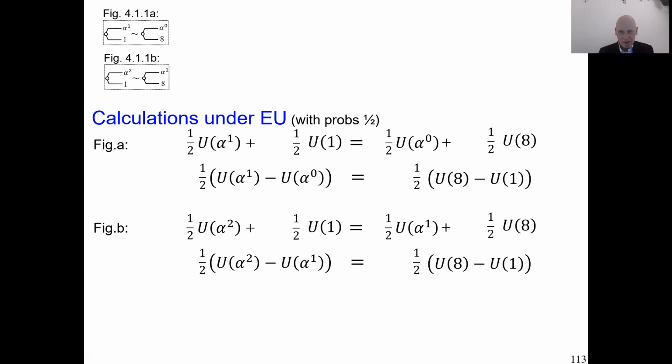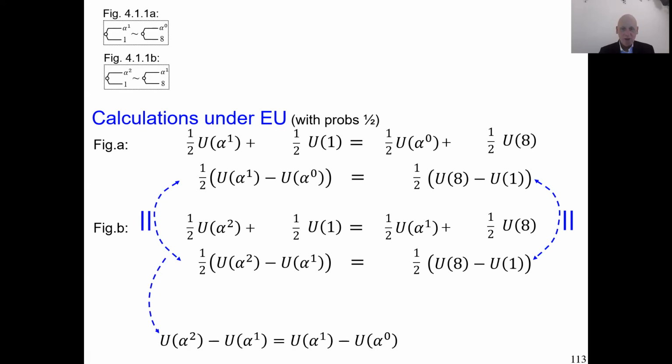And then we said, hey, this is nice, the right-hand sides of those two equalities are the same. Then the left-hand sides must be the same. Then the probability half of it was P1, but whatever it is, the probability is cancelling. So we concluded utility alpha 2 minus utility alpha 1 is utility alpha 1 minus utility alpha 0. And from that, we concluded utility alpha 2 must be half. That we did for expected utility.